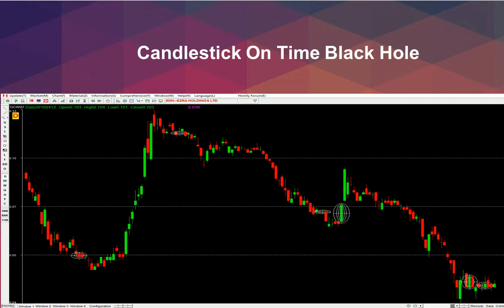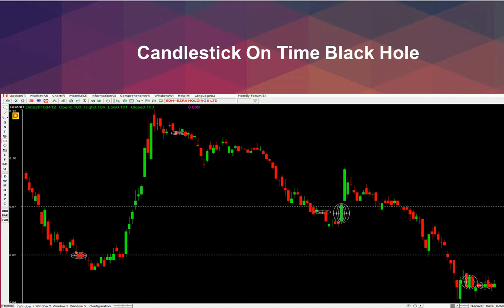Then we can see here, the time black hole appears here. We should know that this is the turning point. If the price falls below the time black hole, you should prepare to sell, okay? This is not good. Then we can see here, the time black hole appears. If you see the next one fall below again, you should stop loss.